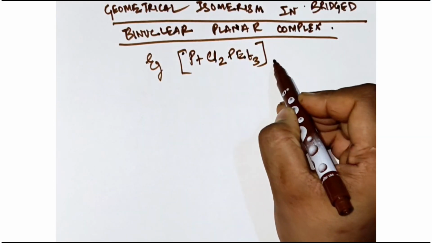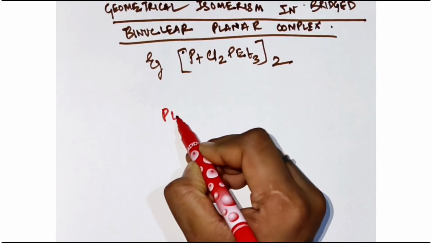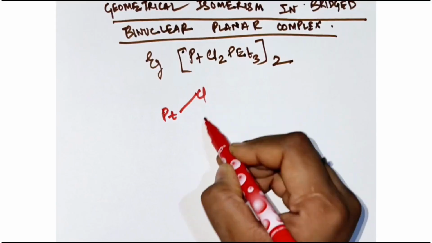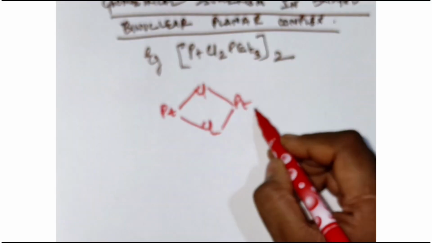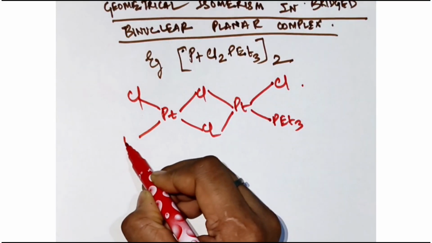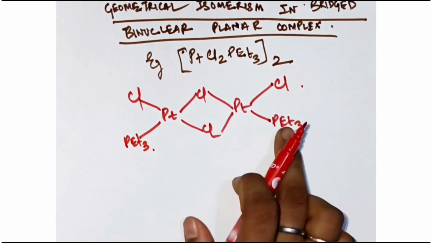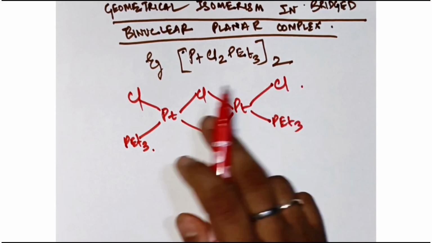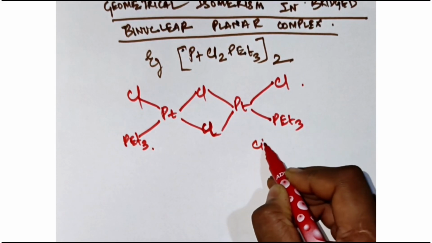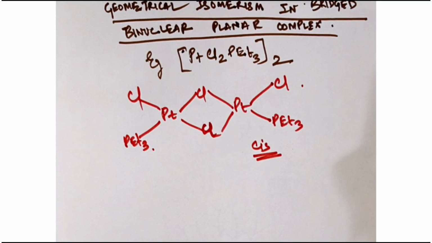Now see, PEt3 twice. So here platinum is there. There are two chlorines. Again, there is platinum, chlorine, PEt3. So see, the number is two now, twice. So they are adjusting themselves to form these kinds of bridge-like structures. So this is your cis one. See here, chlorine, chlorine, and PEt3 in the same direction, and the other one is your trans.